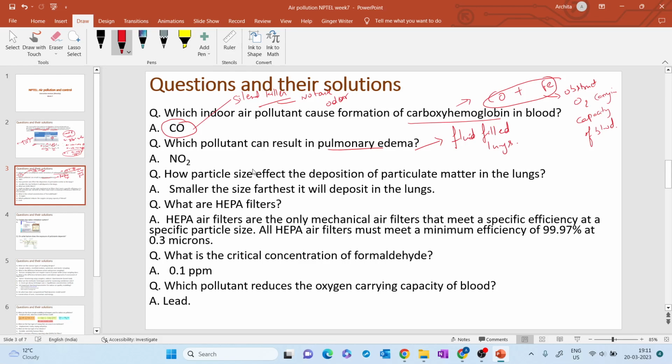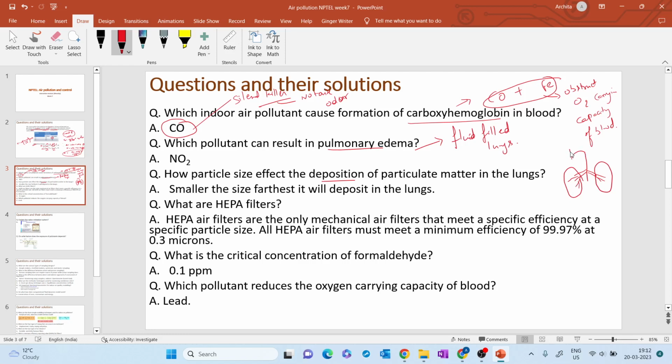Next question is how the particle size affects the deposition. So we know that this is the nasal passage, then there is the trachea, and from the trachea there are a lot of bronchi, and they enter the lungs. So the smaller the particle, the farther it will travel, right?